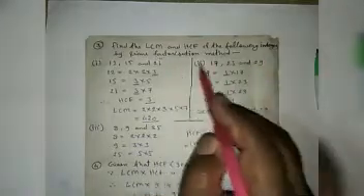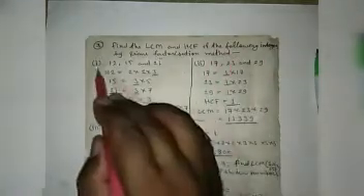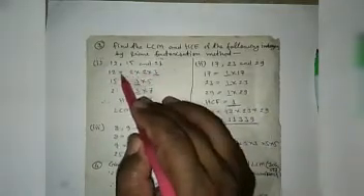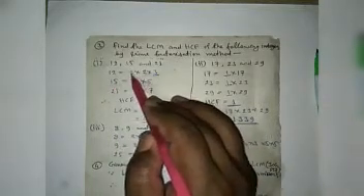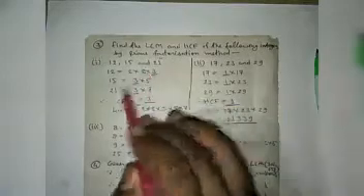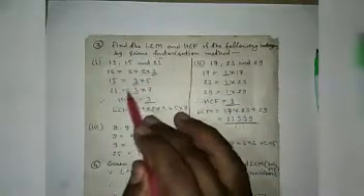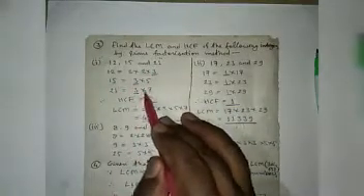Now see the third question. Find the LCM and SCF of the following integers by prime factorization method. So here in the first part the numbers are 12, 15 and 21. So 12 can be factorized orally, that is 12 equal to 4 into 3, 4 means 2 into 2 into 3. 15 is equal to 3 into 5 and 21 is equal to 3 into 7.